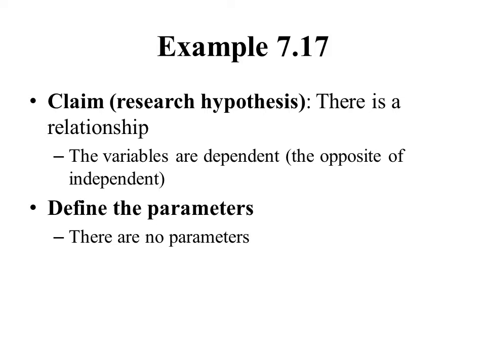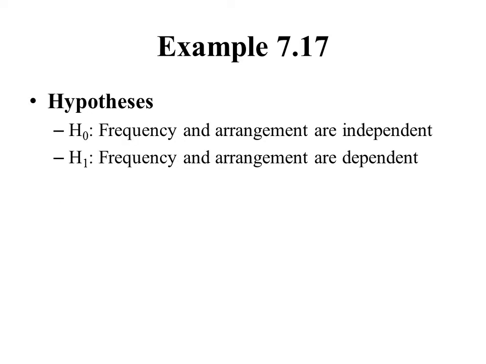Now, in all our other hypothesis tests, the first step was to define the parameters. In this type of hypothesis test, there really are no parameters. We could define parameters, but there'd be a whole bunch of them, and it'd be rather complicated. So we're not going to talk about the parameters. We're just going to talk about things in terms of dependence or independence. Okay. So now our hypotheses, we're not going to have any parameters in our hypotheses like our other hypothesis tests.